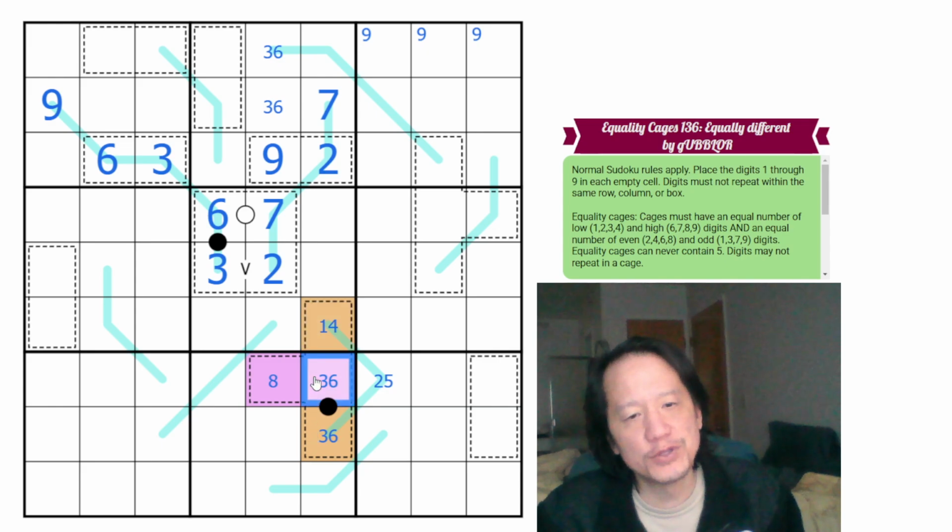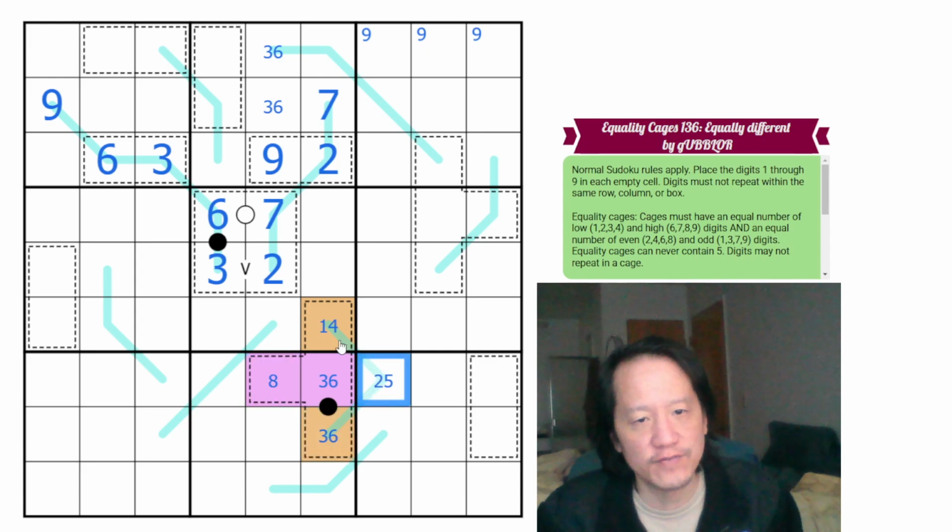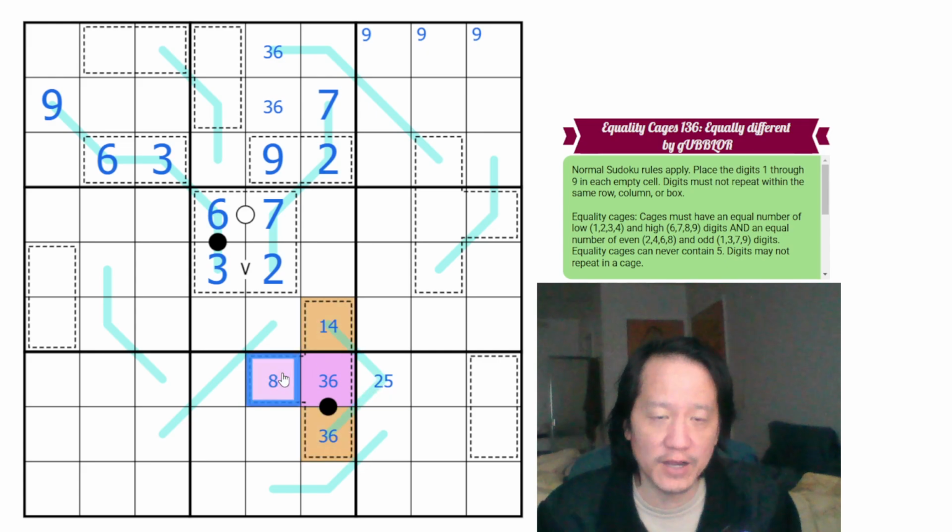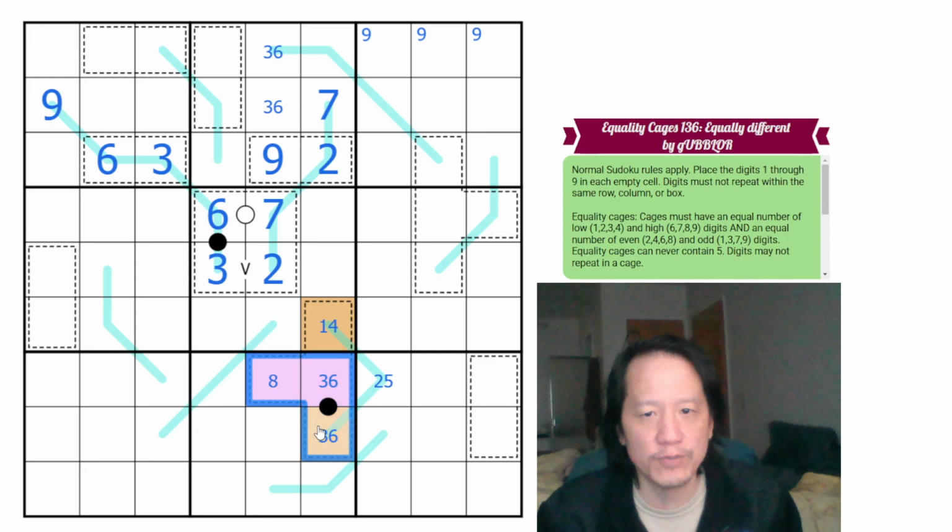But then this would be 3, and we would have 2 even, so we would need to have 2 odds, and the last odd would have to be high since we have 6, 5, and 4. Therefore, this would have to be a high odd digit, but 7 and 9 are already in the column, so this cannot be 7 or 9, and therefore this would break equality cage rules. So this cannot be 5 and 4.